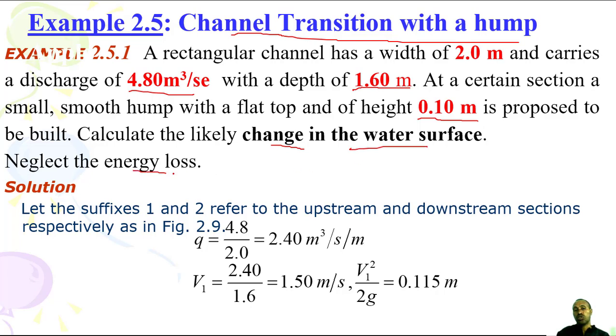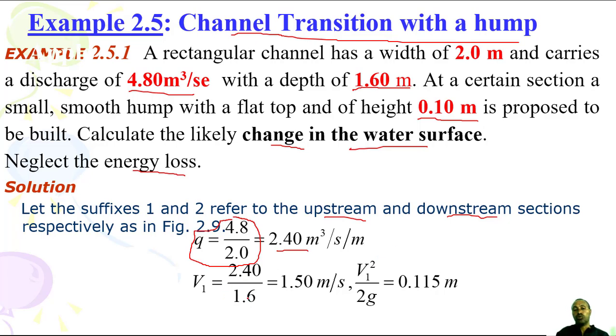Neglect energy loss. So the first step to do this problem is you have to know the regime of flow. So let sections 1 and 2 refer to the upstream and downstream of the sections respectively. Then, as in figure 2.9, we will see, then discharge intensity is equal to small q is equal to capital Q divided by B. So capital Q, which is discharge 4.8 given, if you divide by bottom dimension, you get 2.4 meter cube per second per meter width of the channel.